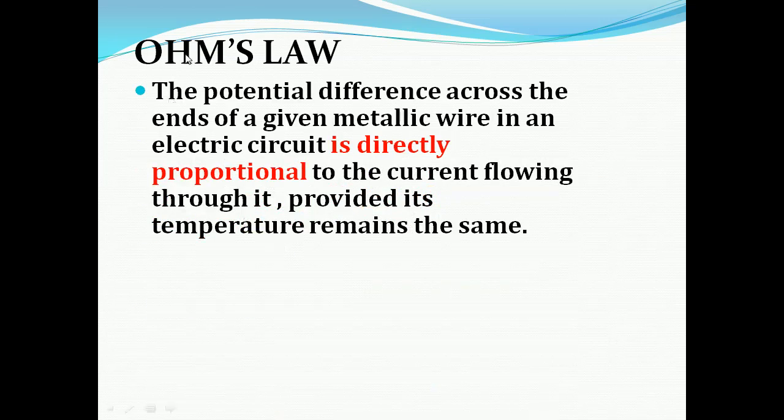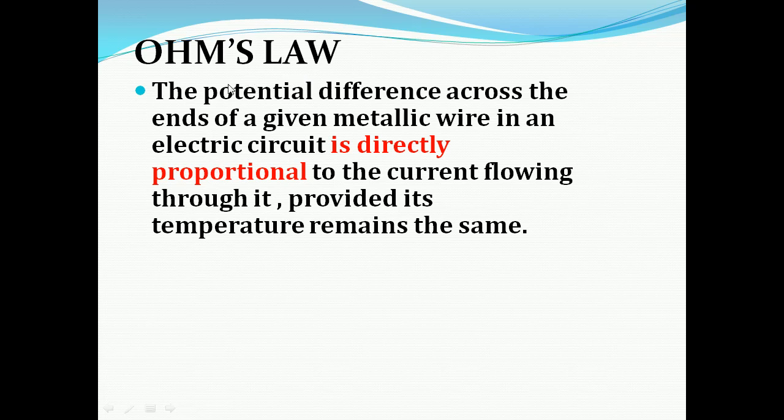So now we can see the definition of Ohm's law. Ohm's law can be defined as: the potential difference across the ends of a given metallic wire in an electric circuit is directly proportional to the current flowing through it, provided its temperature remains the same. This is the definition of Ohm's law.